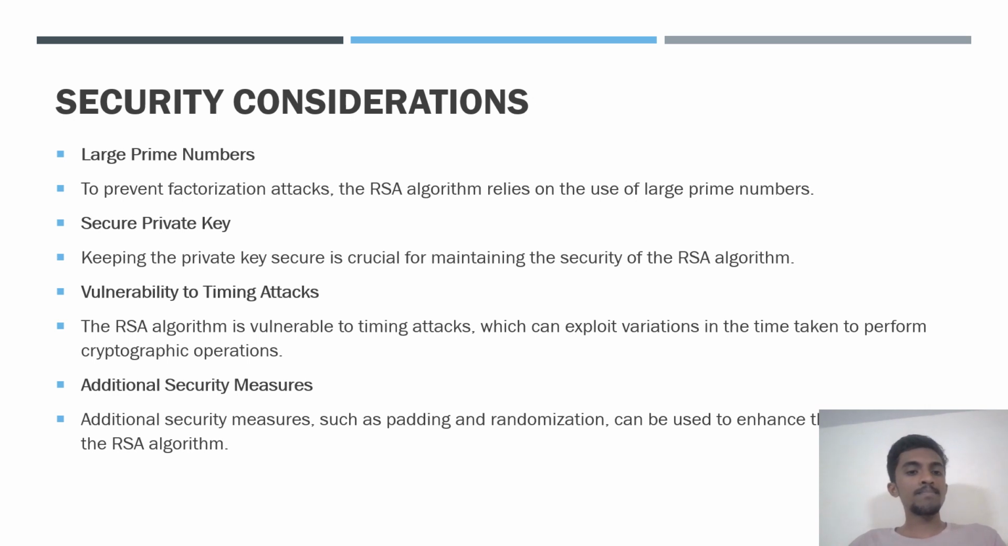Now let's see the security considerations, what we need to consider, what we should not forget to consider. First, we need to consider two large prime numbers, which I have been telling from the beginning of my video. That is mainly to prevent factorization attacks; the RSA algorithm relies on the use of large prime numbers. And we need to consider a secure private key.